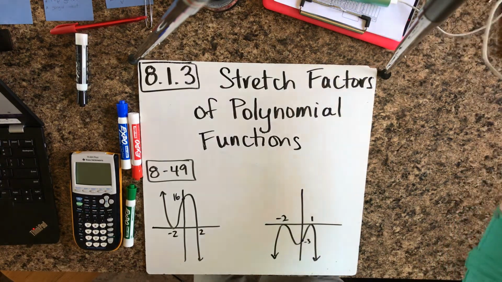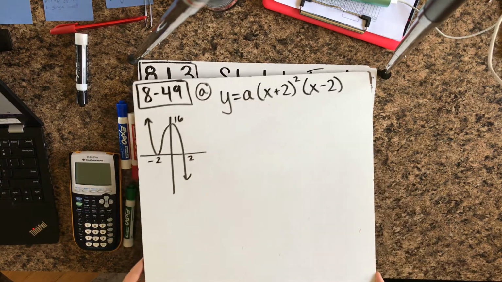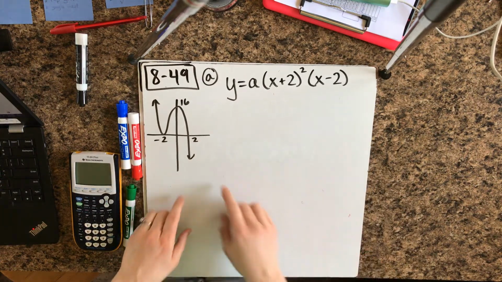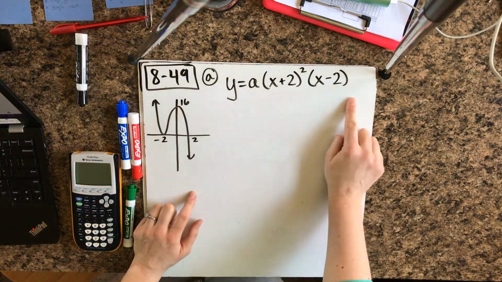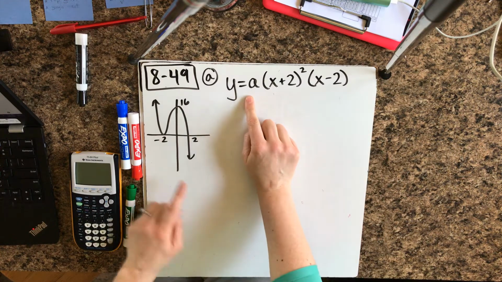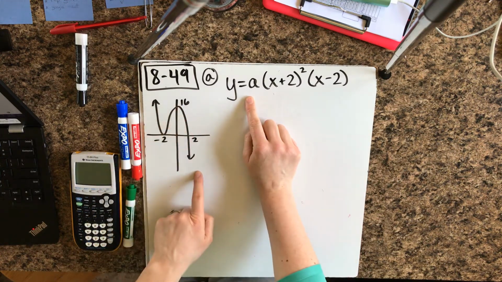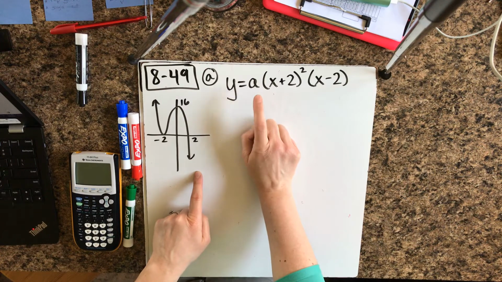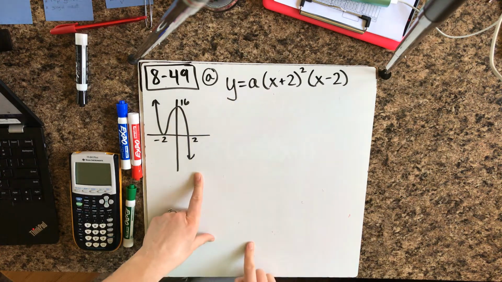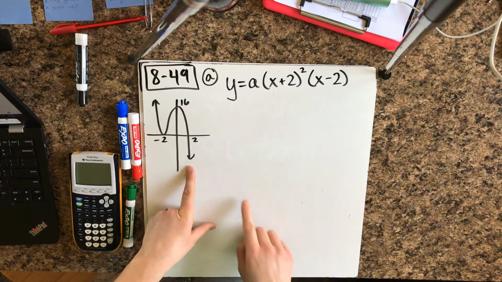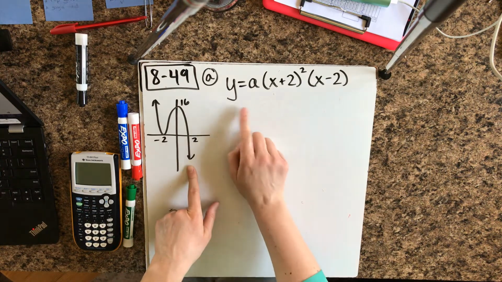Okay, so here's 8-49 part A. And as you can see, I have already written down what I know. I don't know the a value. Even though I know that this has a negative orientation, I'm not going to put a negative a there. I'm just going to put an a there and let the algebra find the negative. That's a good way to check to see if my answer is reasonable at the end.